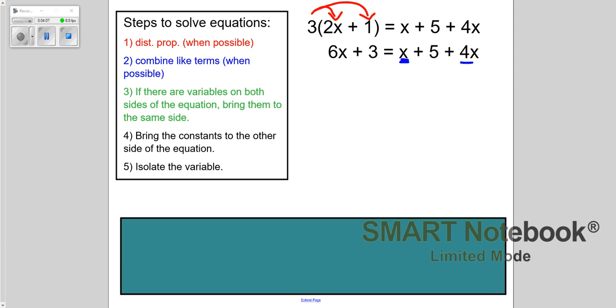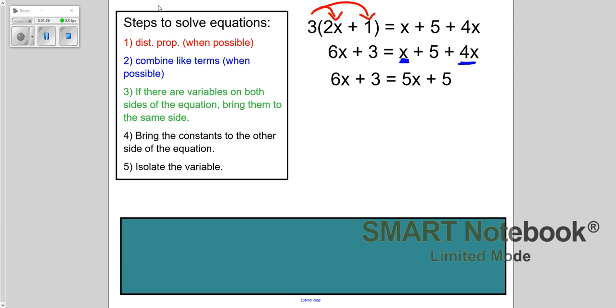So we have an x and a 4x. I'm going to add those together because that's combining like terms. 6x plus 3 equals x plus 4x is 5x plus 5. Again, I do one thing at a time. I rewrite it directly under where I was just working, so it's nice and neat, and I can see what I did. That brings us to step 3.